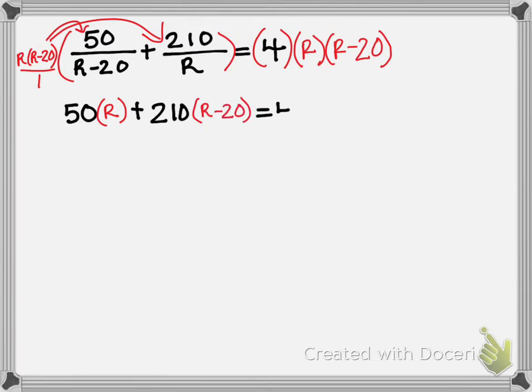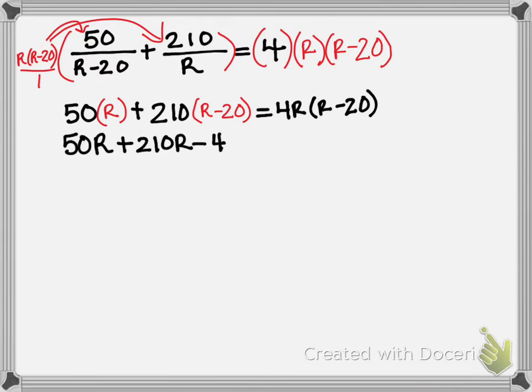Now, on the right side, nothing cancels out. There are no common factors because there's no fraction. So 4r is going to get distributed into r minus 20. So now all we have to do is distribute, and then we're going to get a nice quadratic equation, and we're going to get to use our factoring skills. So we're going to get 50r plus 210r minus 4,200. And then on the other side of the equal sign, I distribute 4r, and I get 4r squared minus 80r.